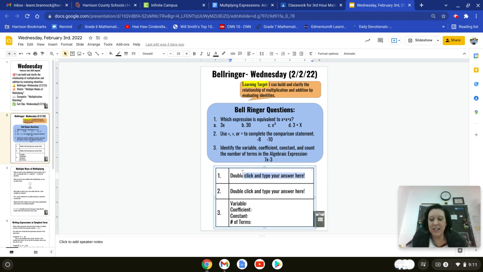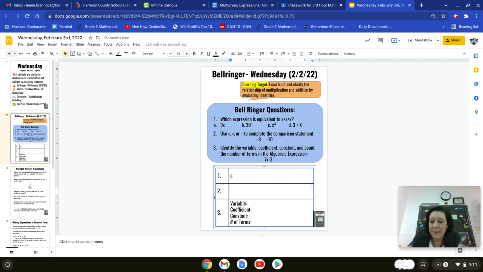So let's get started with today's bell ringers. Today, they're not done for you. Woo, woo, victory for me. It says, which expression is equivalent to x plus x plus x? So how many x's do you have? We have 3 of them. It means 3 groups of x. So the correct answer would be A. That is something that we're going to go over in class probably starting next week, so I just wanted you to be aware of that. It's kind of a little head start. x plus x plus x is 3x.